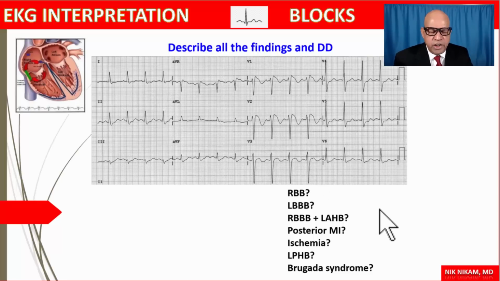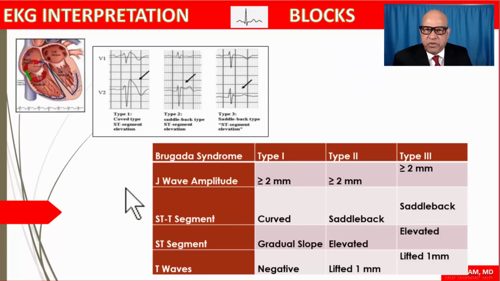So let's get a little deeper into looking at the various types of Brugada presentations. There are three types, namely type 1, type 2, and type 3. We talked about J point elevation, which is one of the hallmarks of Brugada syndrome. We can see 2 millimeter elevation in J point in all these three types of Brugada syndrome. Now let's look at the ST segment. The ST segment can be curved as we see in type 1, or the ST segment could be looking like a saddle in type 2, and similarly in type 3 it may also look like a saddle.